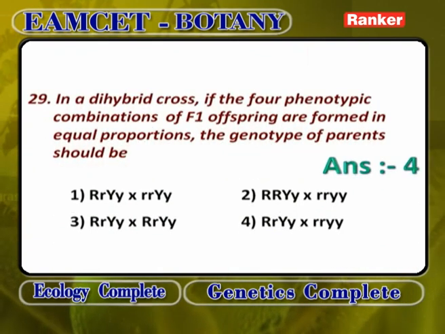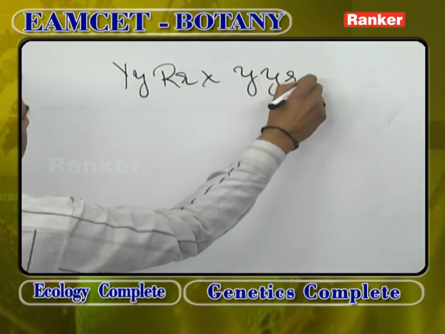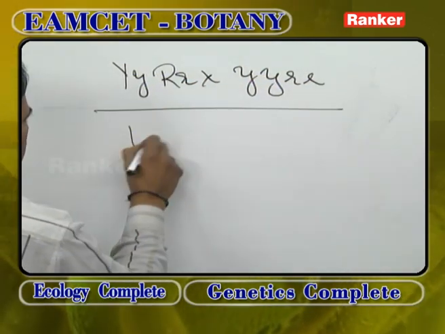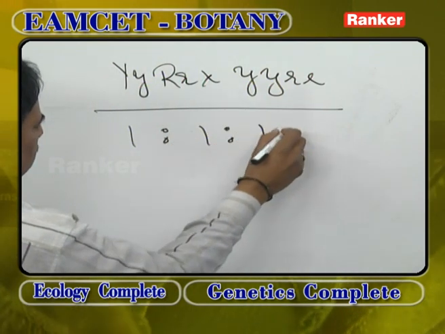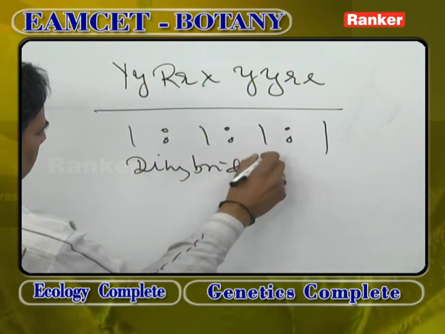In a dihybrid cross, if the four phenotypic combinations of F1 offspring are formed in equal proportions, what will be the genotype of the parents? If the four phenotypic combinations are in equal proportion, it means capital Y, small y, capital R, small r crossed with small y, small r, and the ratio will be 1:1:1:1. This is called a dihybrid test cross.